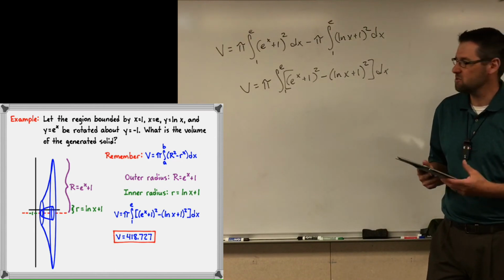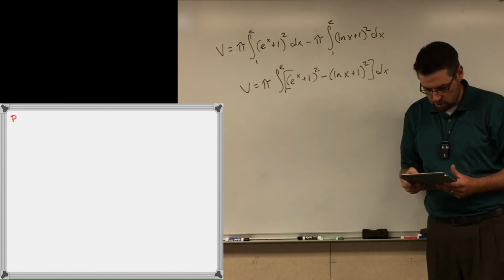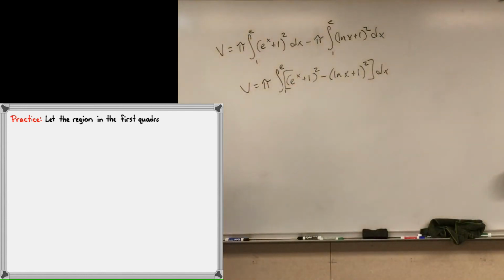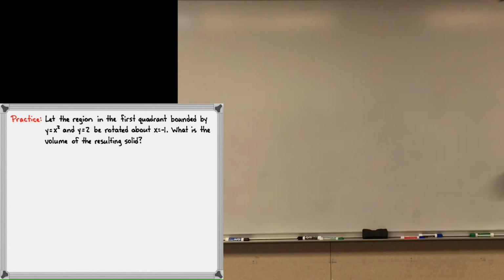We'll get there when we get there. Just, are you okay with this? Okay. All right, I got one I want you to work on all by your lonesome. First quadrant, x squared y equals 2, and rotated about x equals negative 1. So graph it a little bit. Graph the region in the first quadrant. When you have it graphed, can you lightly shade in the region I'm talking about?